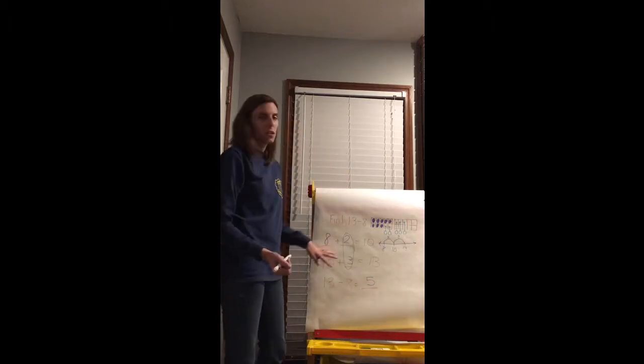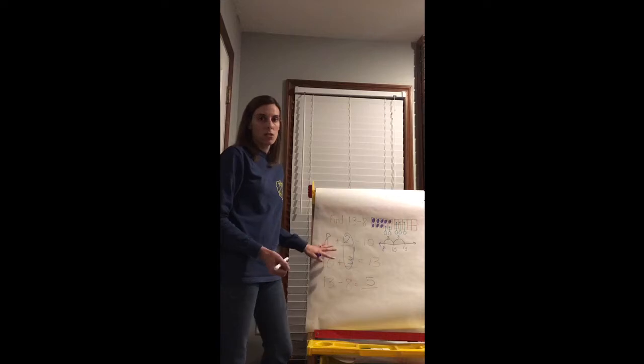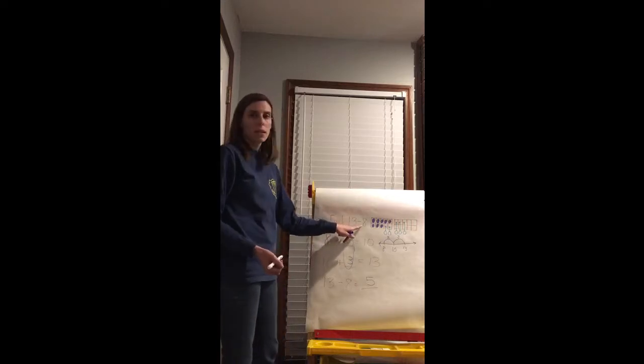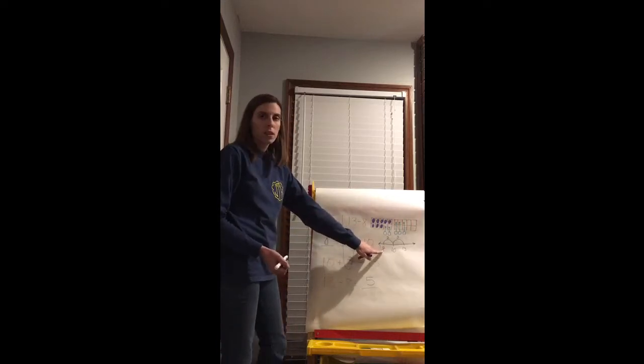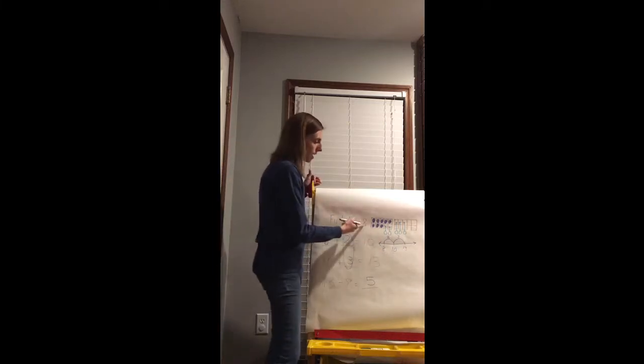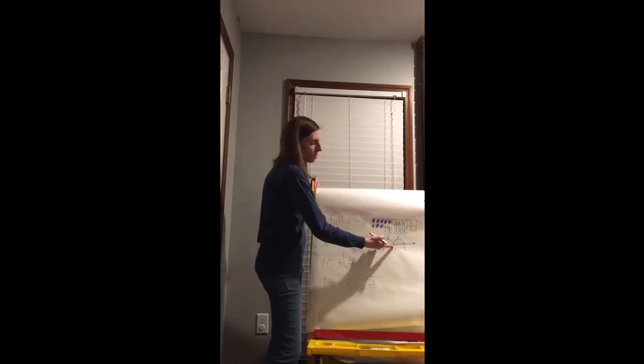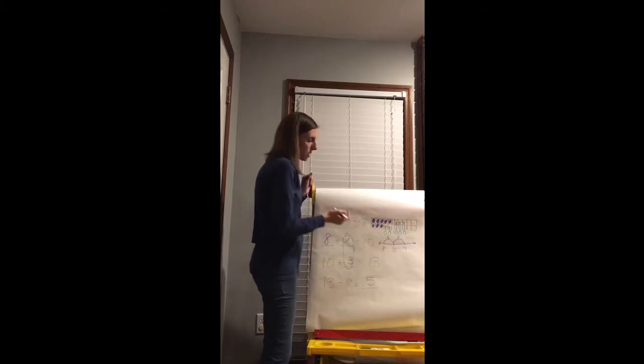Now there's a couple of different strategies that might be easy to use to solve this problem. And one is going to be to count on. And that's kind of what we've done here on the open number line. We started at 8 and we went to 13. So we counted on 2 to get to 10 and 3 to get to 13.